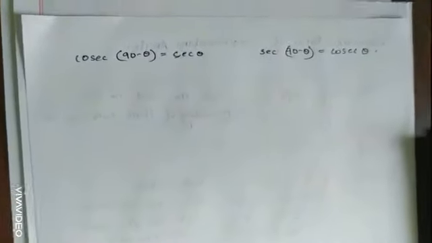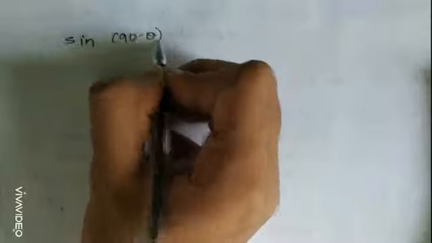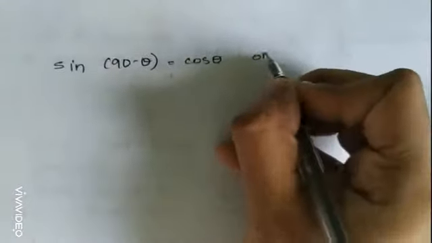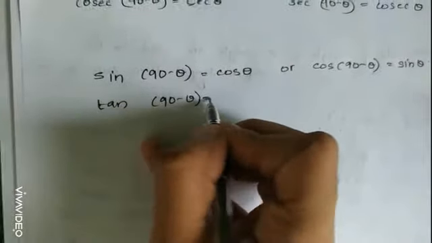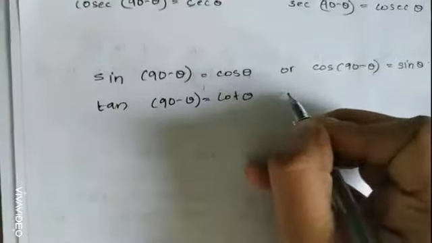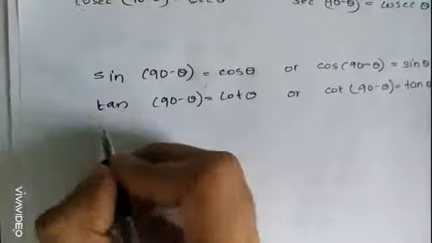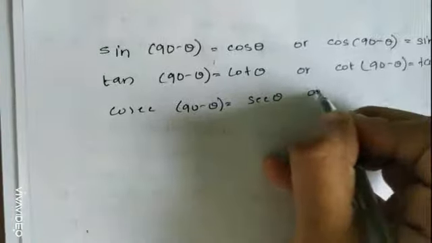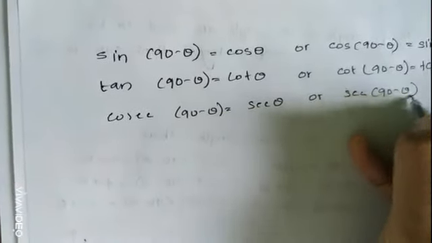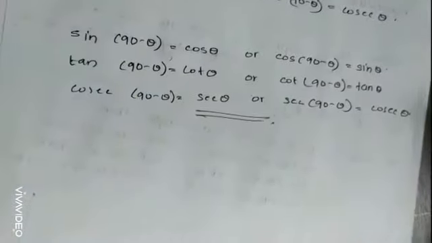So from the above equations obtained, we can summarize that sine 90 minus theta is equal to cos theta, or cos 90 minus theta is equal to sine theta. Tan 90 minus theta is equal to cot theta, or cot 90 minus theta is equal to tan theta. Then cosec 90 minus theta is equal to sec theta, or sec 90 minus theta is equal to cosec theta. This is the summary of the relations. Hence it is proved.